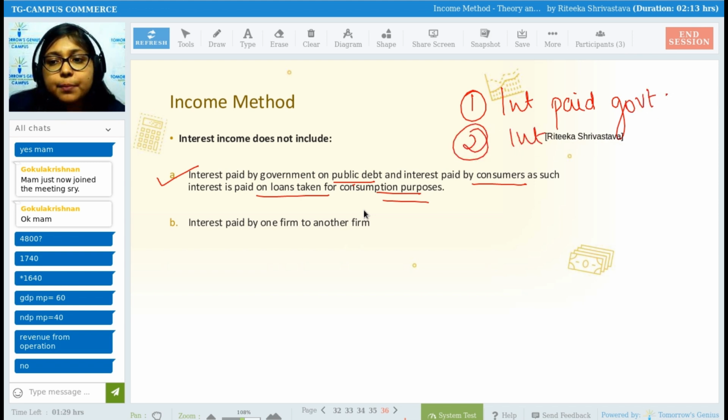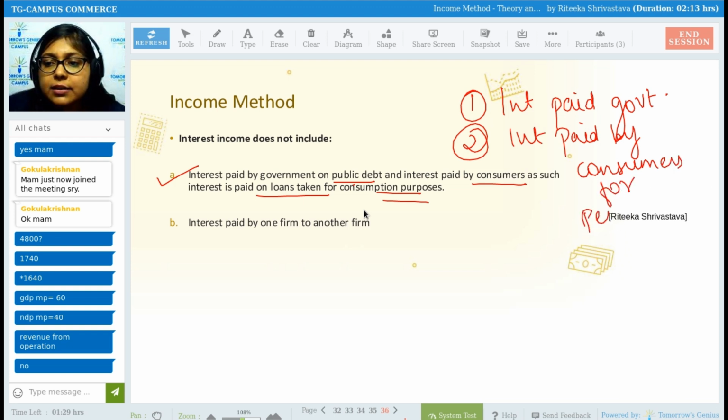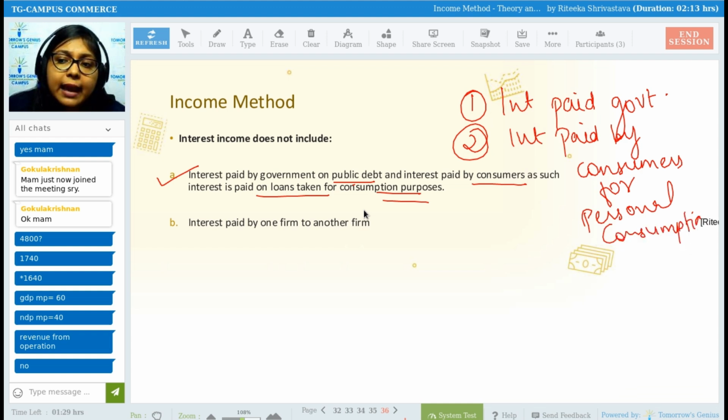Second, interest paid by consumers for personal consumption. If I am taking a loan from bank to buy a car, then that interest will not be included in national income because I have taken the loan for a non-productive activity. For the economy, it is a non-productive activity. Only those interests will be included which are being taken for productive activities, productive services for the economy.